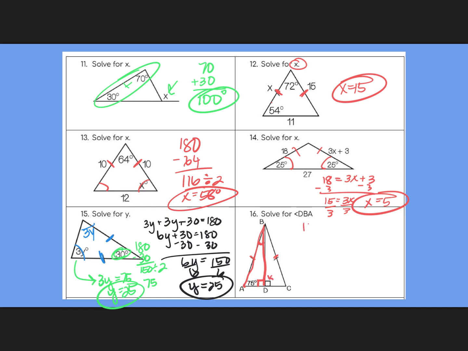So I can take 180 degrees, and then I'm going to have to get rid of the stuff I know. And if you do that subtraction, you get 15 for the measure of angle DBA. Lots of different ways to do that, like I said.